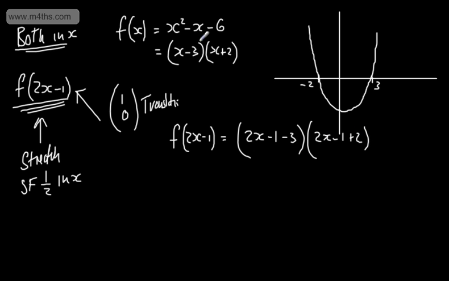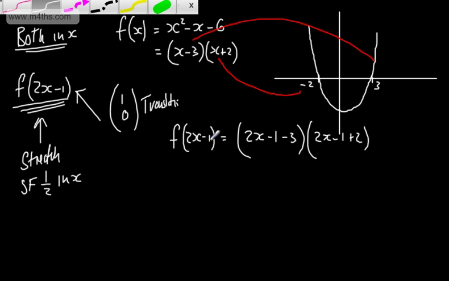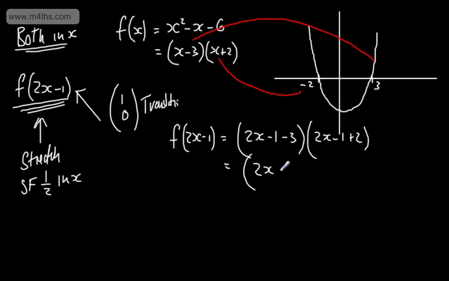So let's consider what's happening. Now this point right here, that one is going to go over here, this one is going to go over here. This one here is going to correspond to the coordinate of what happens to the 3, and this one will correspond now to what happens to the -2. So if we just tidy this up here, f of 2x minus 1 is going to give us 2x minus 4, and then we're going to have now on here 2x plus 1.